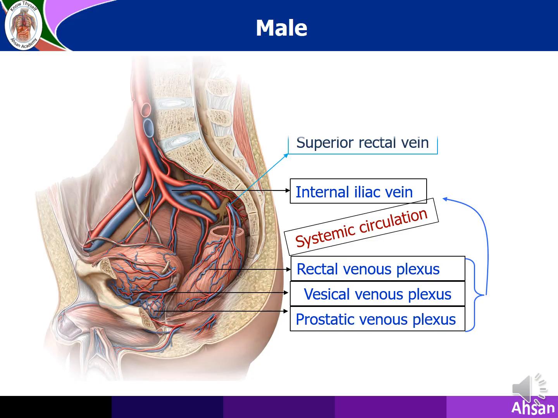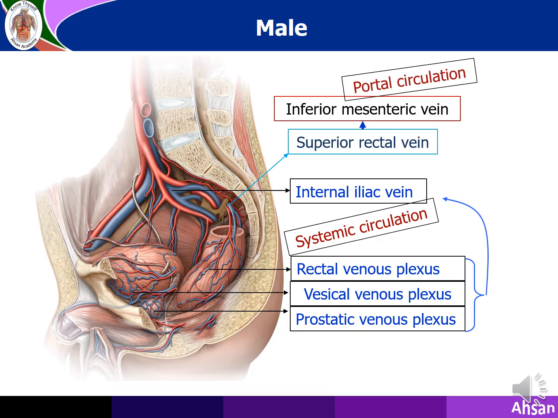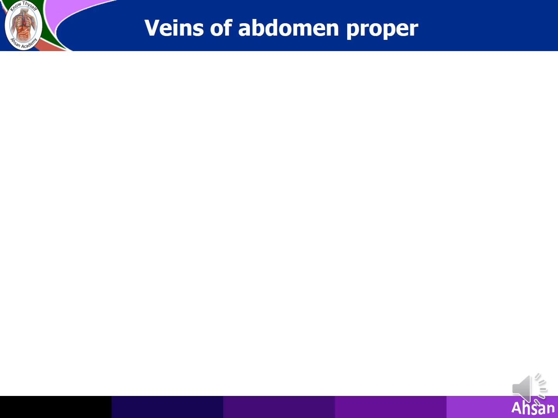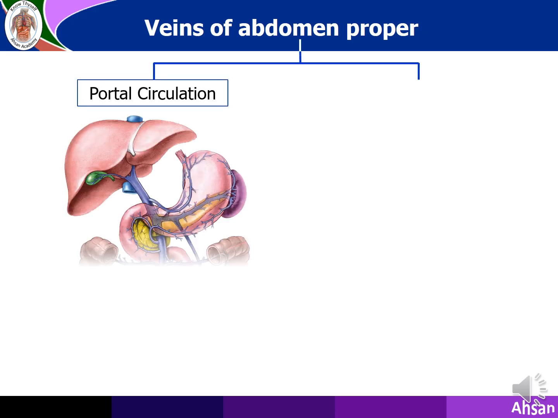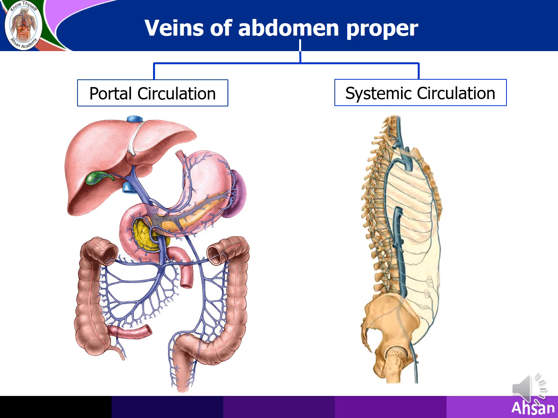Now again, there is the superior rectal vein which continues above as the inferior mesenteric vein, and this is part of the portal circulation. So now let us proceed towards the abdomen cavity proper. Up to the previous slide, we have discussed the pelvic veins. Now in the abdomen proper, we can divide the circulation into two parts: the systemic circulation and the portal circulation.